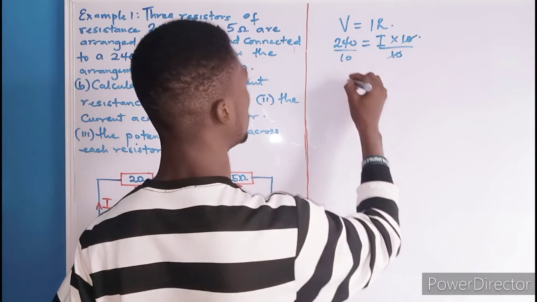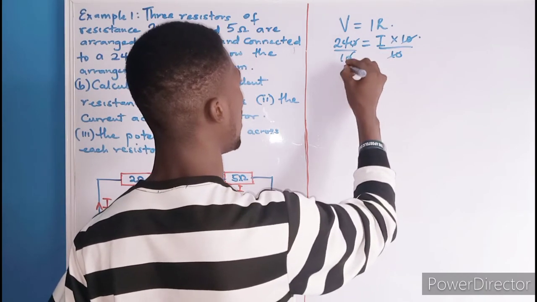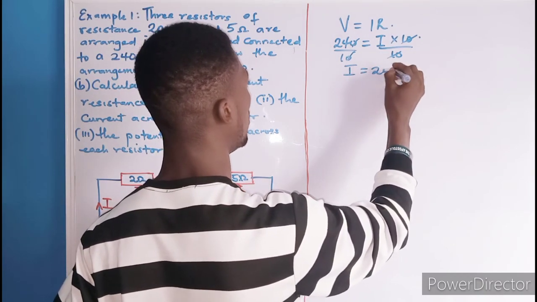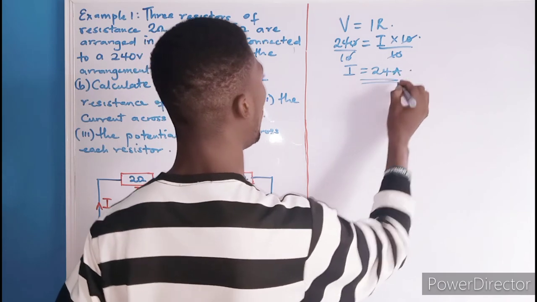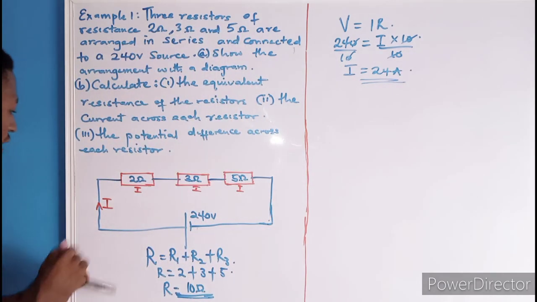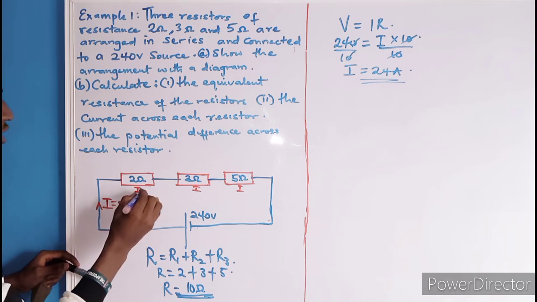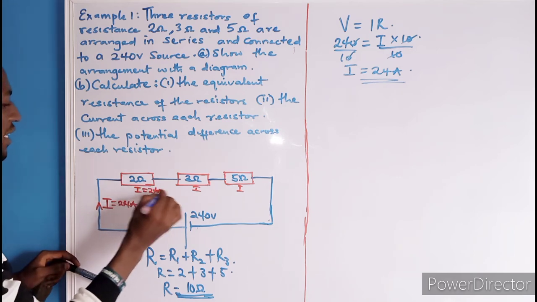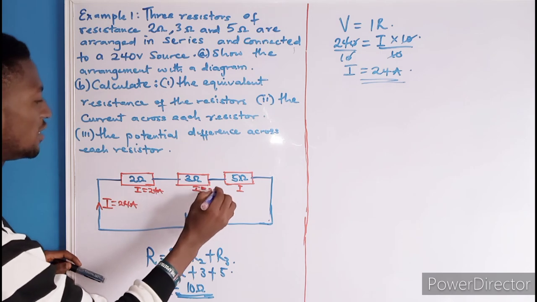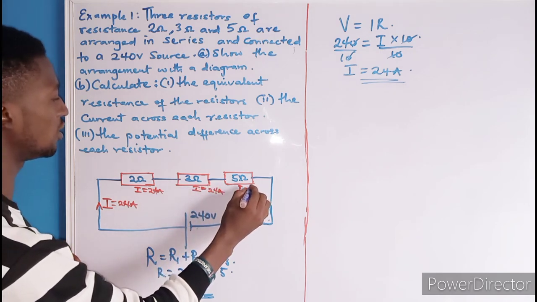I can cancel this, we say that 0 cancels 0, our I is equal to 24 ampere. So the current that is produced here is equal to 24 ampere. And this current is the same thing as what flows in every one of the resistors that is arranged in series.